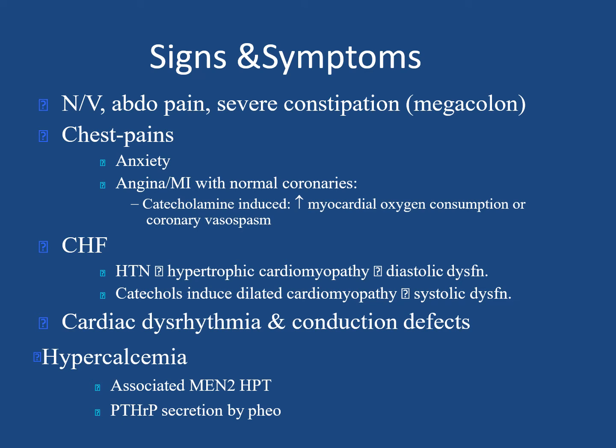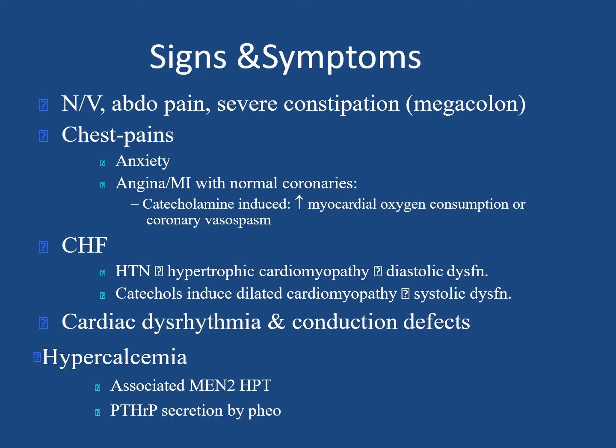Talking about other signs and symptoms, the patient may have nausea, vomiting, abdominal pain, severe constipation that can lead to megacolon. There may be chest pain because of anxiety as well. The patient might have angina or myocardial infarction with normal coronaries. It is because the catecholamines induce increased cardiac contractility, which leads to increased myocardial oxygen consumption and oxygen demand, and also there may be coronary vasospasm at the same time.